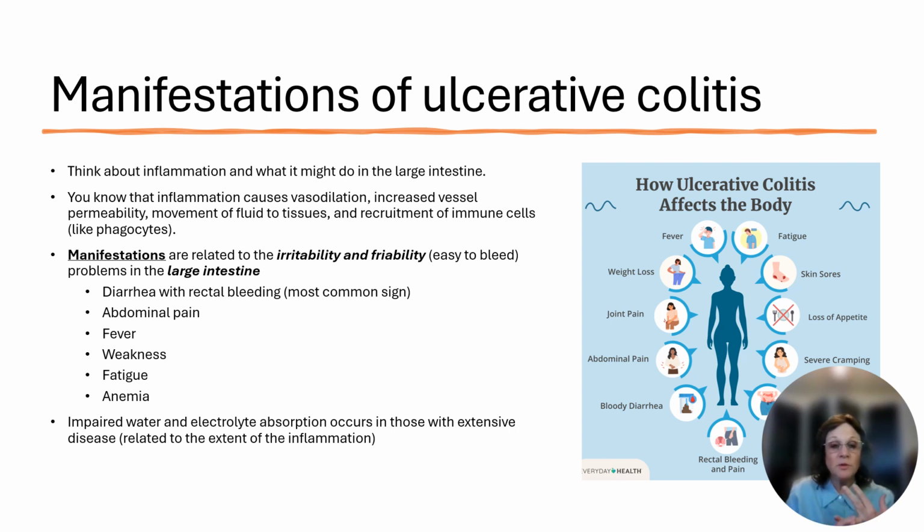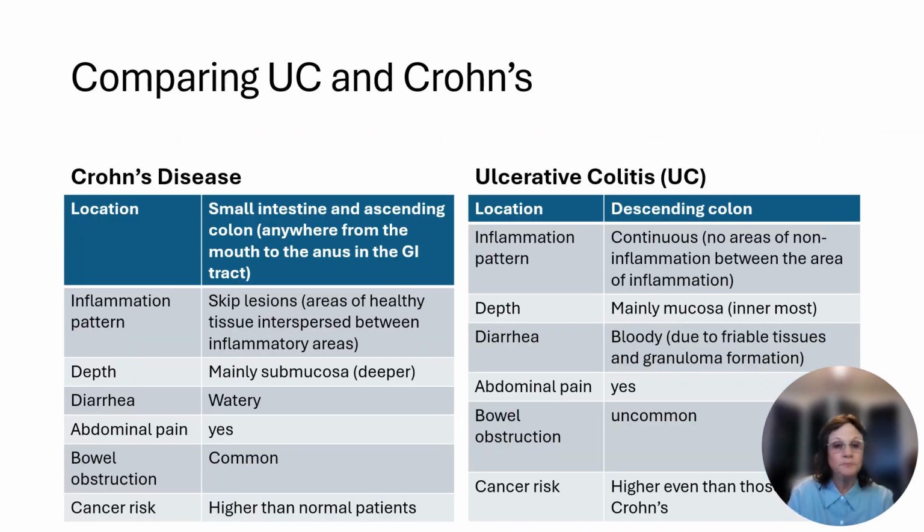So the main problems that we see is they end up with diarrhea, particularly diarrhea with rectal bleeding, and that is the most common sign of ulcerative colitis. They're going to have abdominal pain, fever, weakness, fatigue, and anemia. They're going to have impaired water and electrolyte absorption because, again, that mainly happens in the large intestine, and that happens more so in people that have really bad disease. So it's related to how bad the inflammation is.